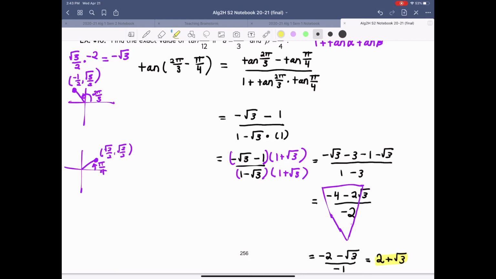All right, guys, and that is how we use the sum and difference identities of sine, cosine, and tangent to solve problems.